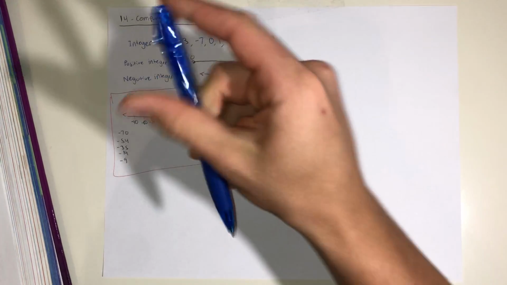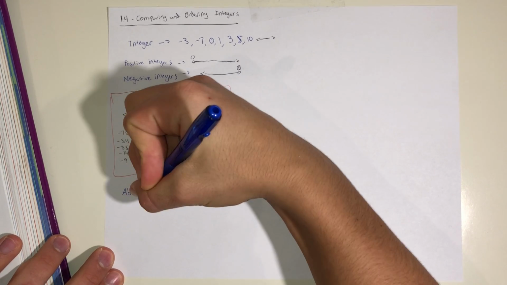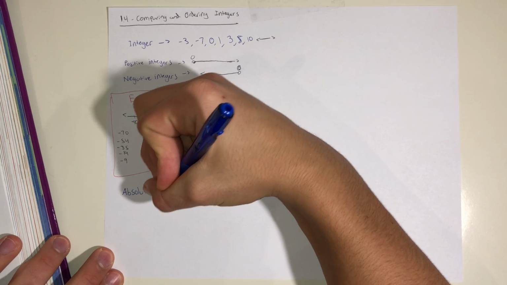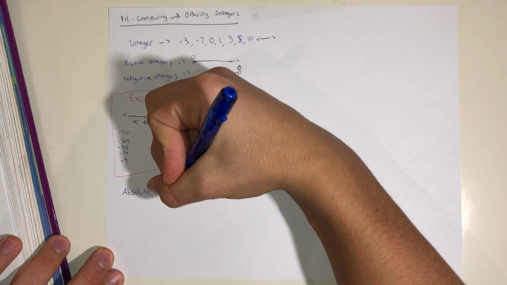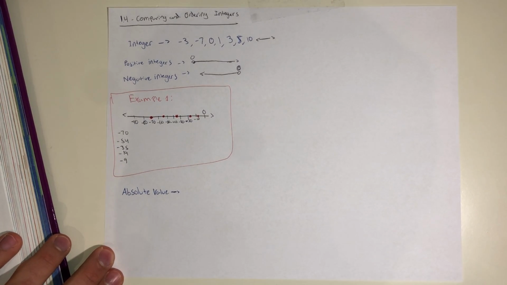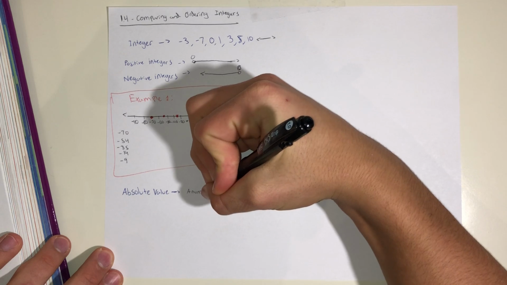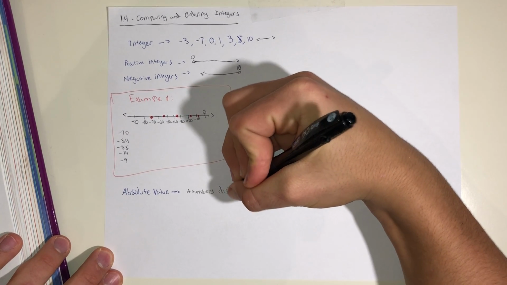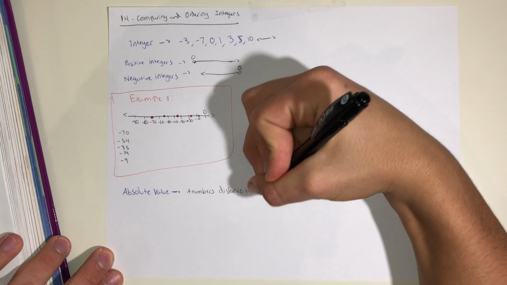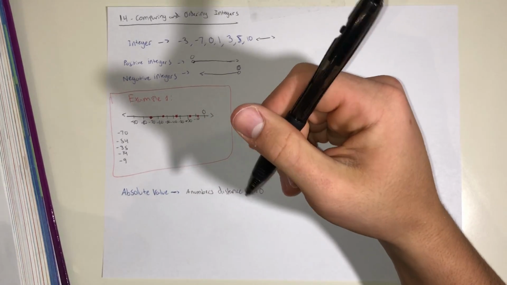Then we get to learn absolute value, which has a sign. I'll show it to you guys right now. Absolute value. An absolute value is a number's distance from 0. So this is just a unit. It's not positive or negative.